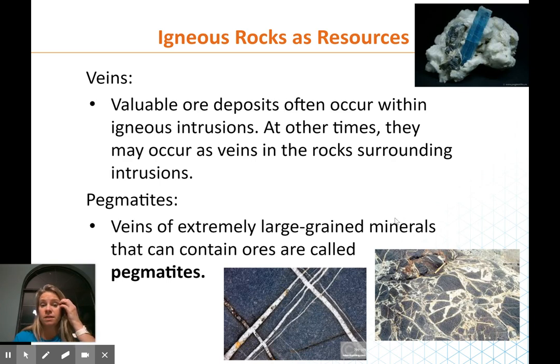And then sometimes we see pegmatites, which are just an ore. So you can see that here in the picture. So you can see this nice ore. And remember, an ore is something that we mine for a profit. So this could be like a gemstone. We might use that for jewelry or something along those lines.